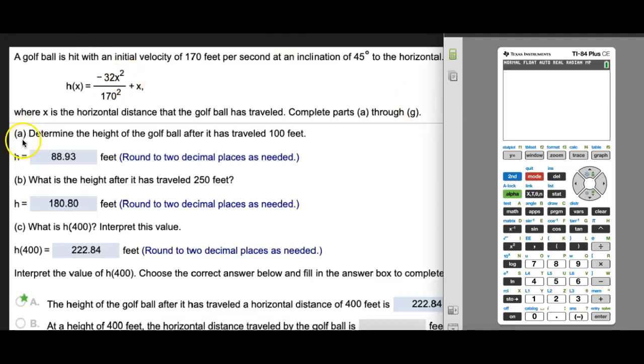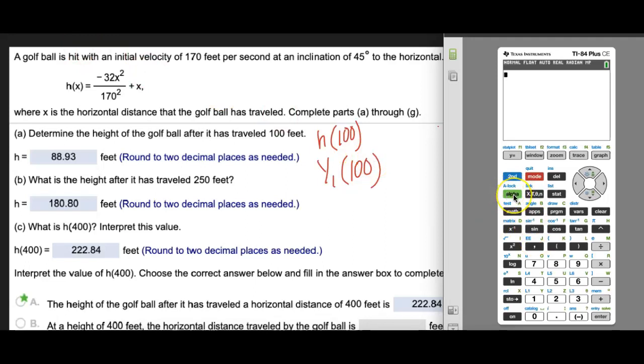So for example, where you see part A, determine the height of the golf ball after it has traveled 100 feet. If I were doing this by hand, I would write h of 100 in function notation. And then that would signal to me to substitute 100 in for x into that equation and simplify from there. Since the calculator is using y sub 1 instead of h, I'm going to do the same type of thing on the home screen, but I'm going to use y sub 1 of 100 because it has its own function notation.